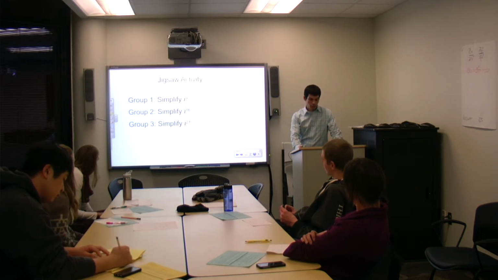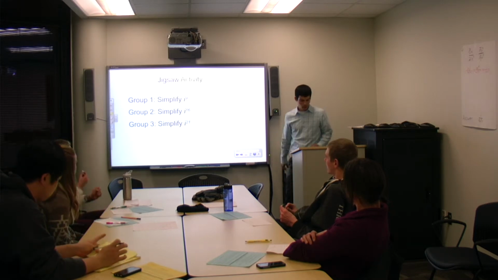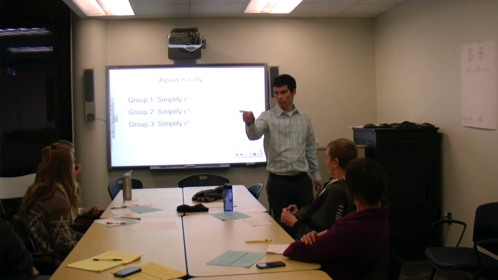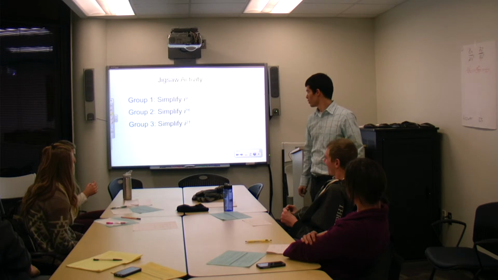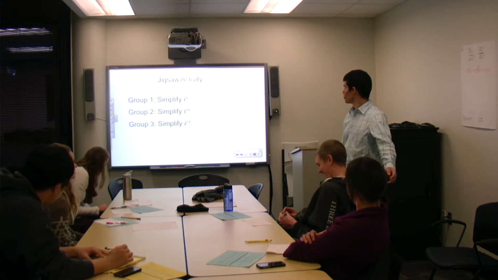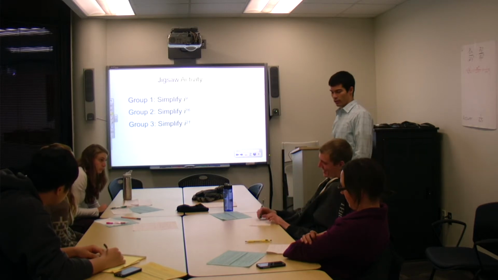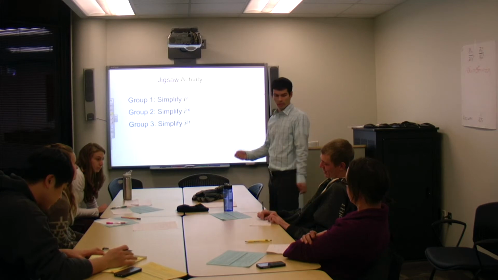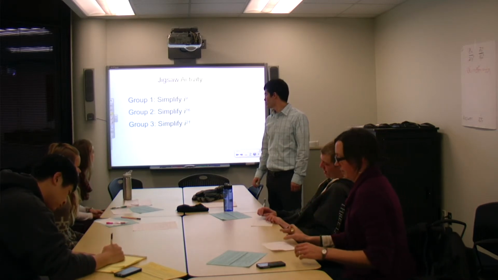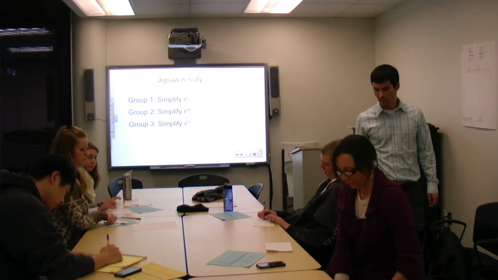Alright, so we're going to do a jigsaw activity. I'm going to number you guys off: 1, 2, 3, 1, 2, 3. Group 1, I want you to try to simplify i to the 9th power. Group 2, i to the 16th, and group 3, i to the 21st. When we're all done, I'll split you guys back up and have you teach your peers how you did these problems. Okay? So where's group 3?